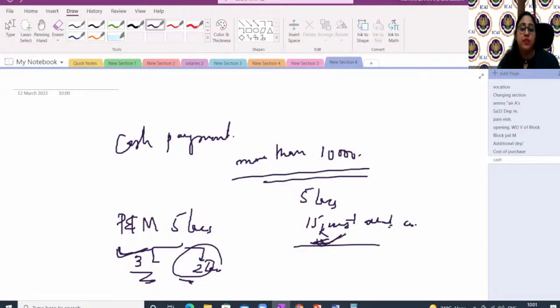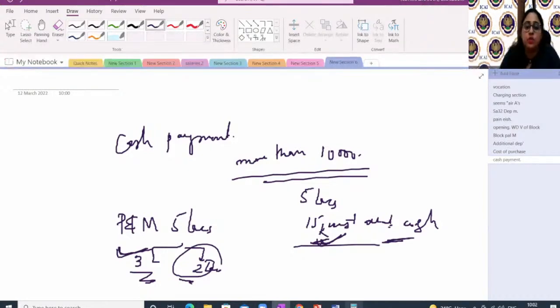But since this 15,000 is paid in cash, nothing would be allowable as deduction for depreciation on this 15,000. Only 5 lakhs would be considered. It's not that 10,000 minus karke you will consider. No, the part which is paid in cash in a single day to the single person would not be considered for claiming depreciation. Clear? For more than 10,000.